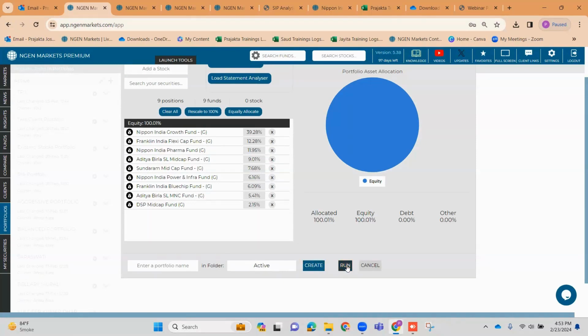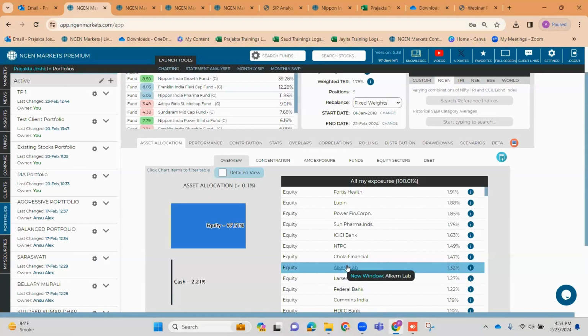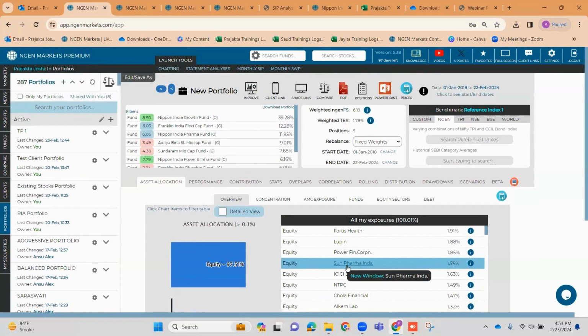Right? That's the third way of onboarding a completely new prospective client, which does not invest through your RIA code or ARN number. Right? These are the 3 ways of portfolio onboarding onto NGEN Markets.